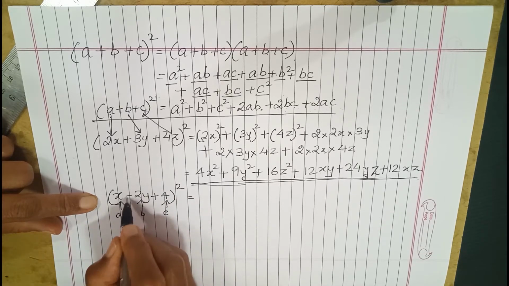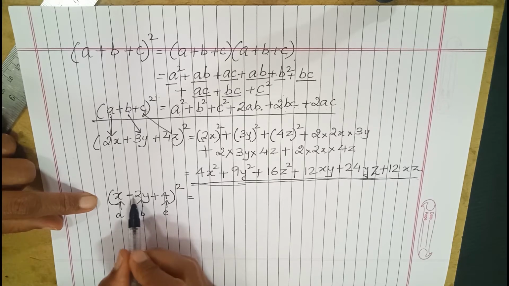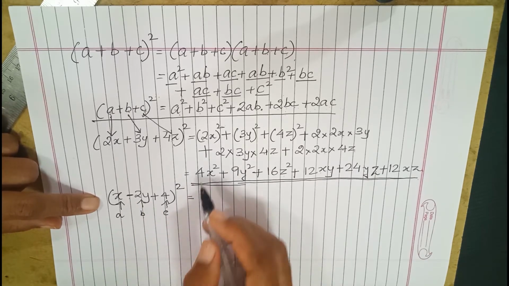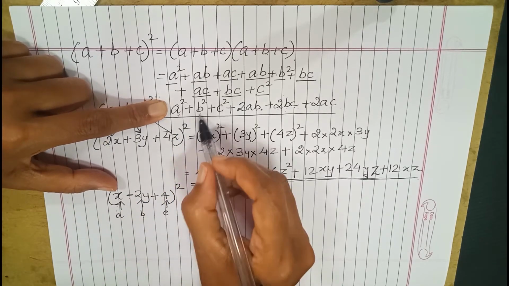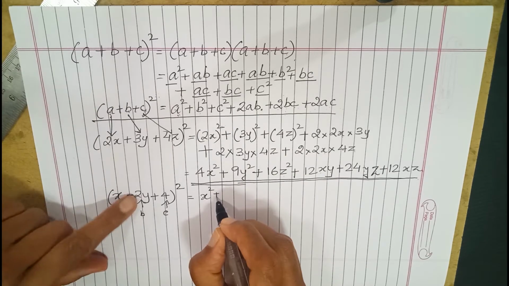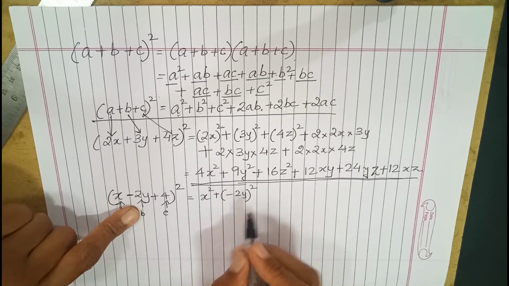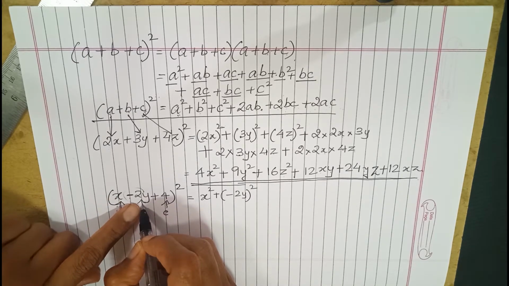Now here you should remember, when there is a sign in front of the number, we should take that number along with the sign. So I'll keep on explaining as I'm doing the sum. So what is our first term? A square. So a square is x square. Next is b square. So b square will be minus 2y the whole square. So you saw in place of b, I have taken this entire number along with the sign.